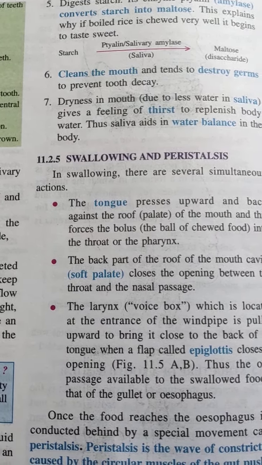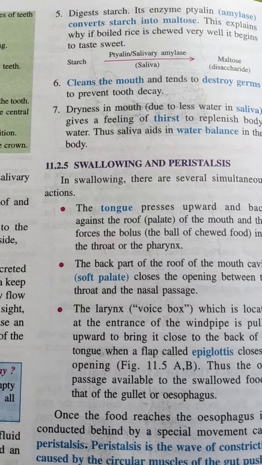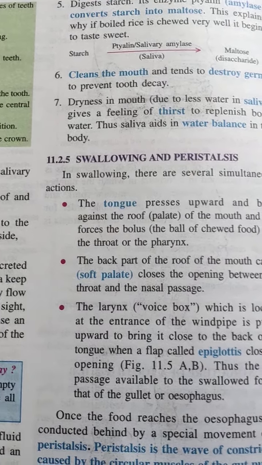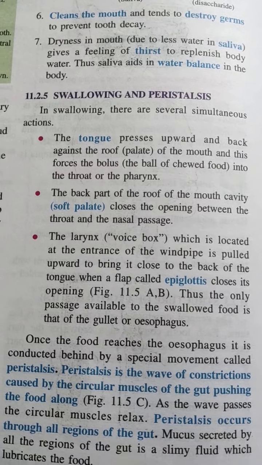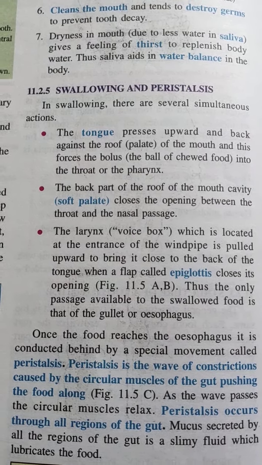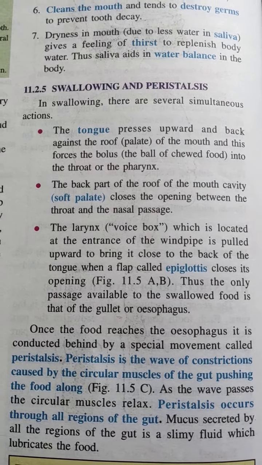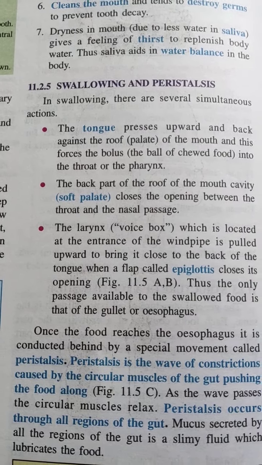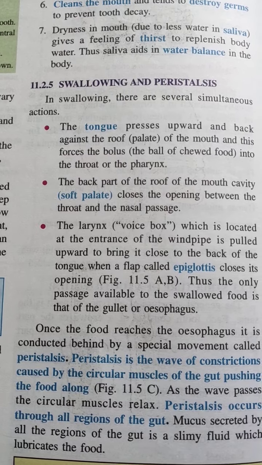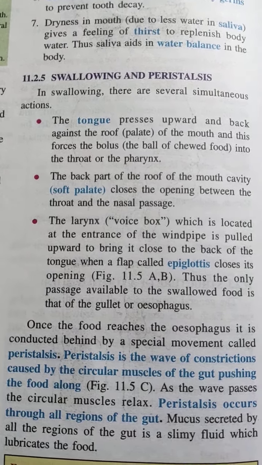Right. Now, they have given so many functions. At least any 5 you have to learn, and also you have to practice the reaction part. Okay. Now, swallowing and peristalsis. The tongue presses upward and back against the roof, we call it the palate of the mouth, and forces the bolus. Bolus means the ball of the chewed food into the throat or the pharynx. The back part of the roof of the mouth cavity, we call it the soft palate, closes the opening between the throat and the nasal passage.